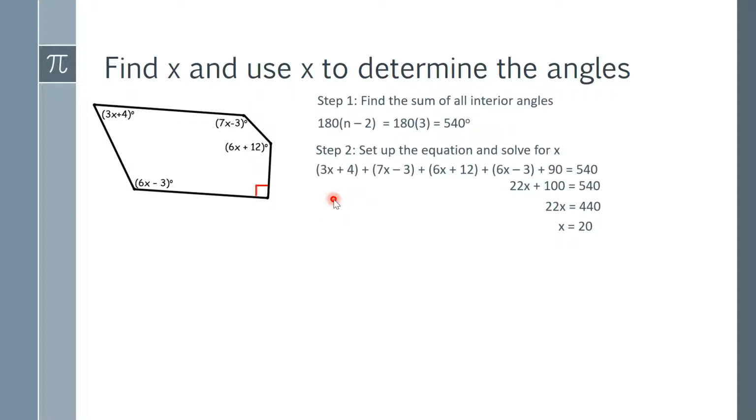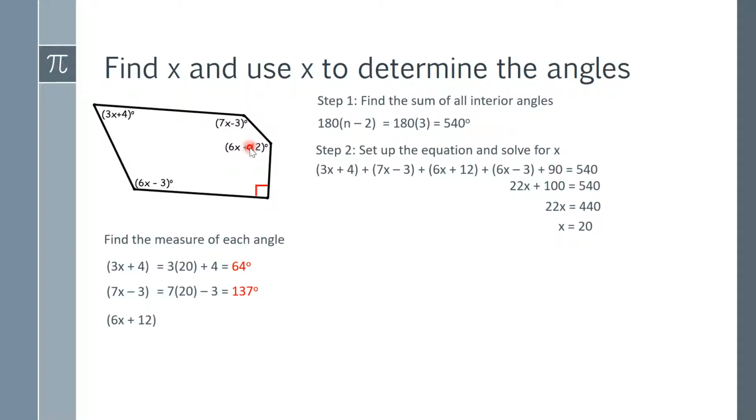Once we have x, we're going to figure out each angle that we don't know. We don't know these 4 angles; we already know this one is 90. We substitute our x into each of these expressions. So 3x plus 4: 3 times 20 is 60, 60 plus 4 is 64. Next, 7x minus 3: 7 times 20 is 140, 140 minus 3 is 137.